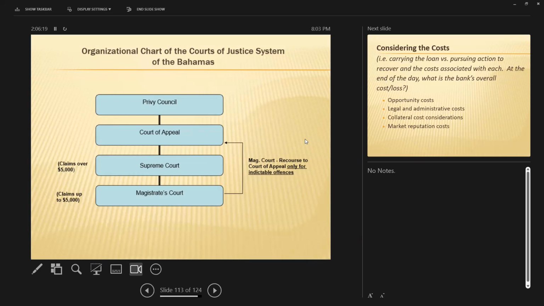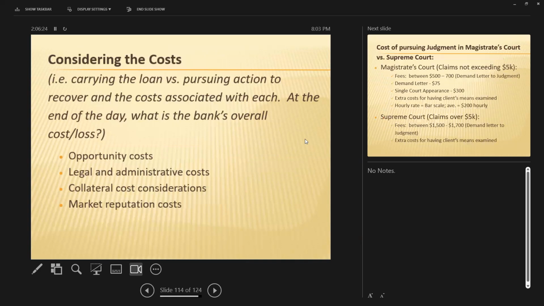So one of the things you want to do is consider your costs. Going on to page 67, you want to consider whether you want to carry the loan versus pursuing action to recover the costs associated with each. At the end of the day, what is the bank's overall cost or loss? There are opportunity costs to consider, legal and administrative costs, collateral cost considerations, and market reputation costs.